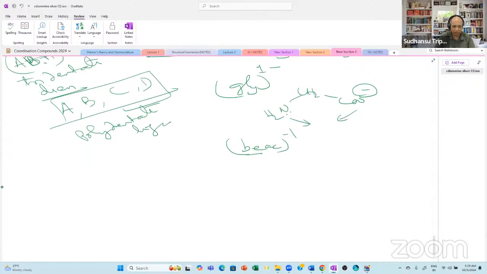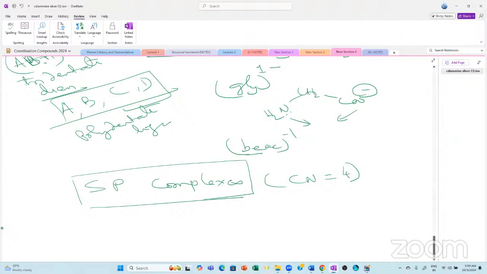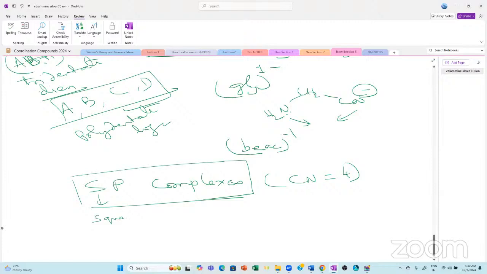So let us start now. SP complexes once again. What is SP? Pulak, what is SP? Superintendent of Police. What is SP complex? Good morning. Siddhi, what is it? Yes, square planar complex.